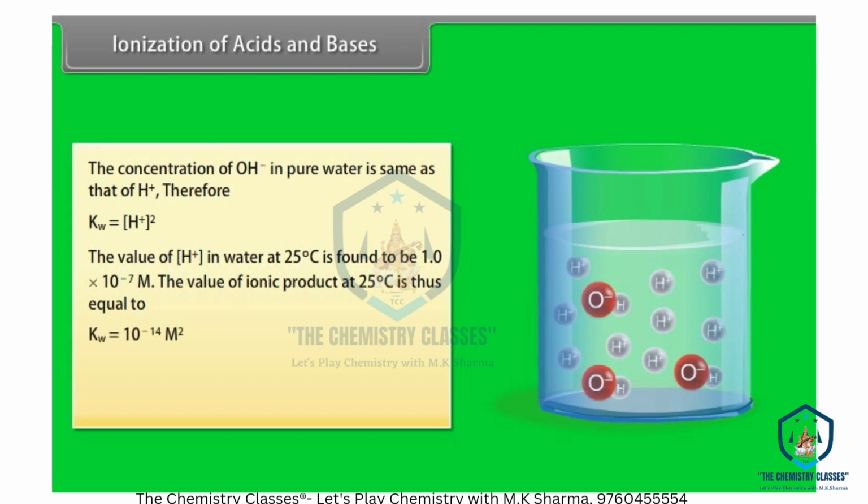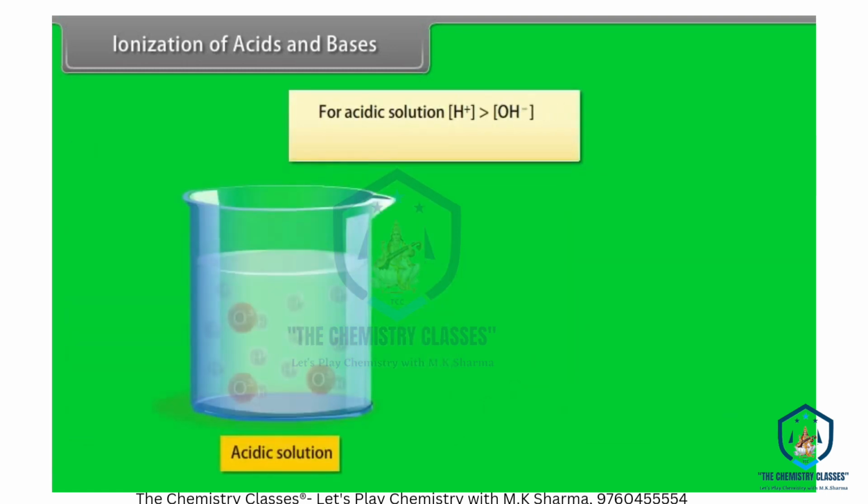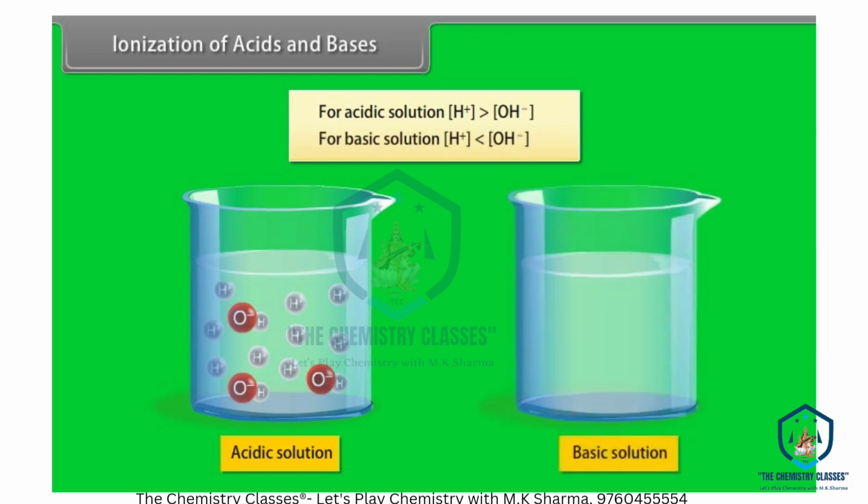From equation 1, for neutral solution, concentration of H+ is equal to concentration of OH-, which is equal to the square root of Kw. For acidic solution, concentration of H+ is greater than concentration of OH-. For basic solution, concentration of H+ is less than concentration of OH-.